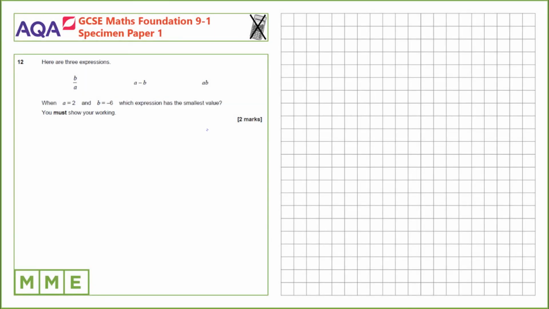Question 12. Here are 3 expressions. When a equals 2 and b equals -6, which expression has the smallest value? You must show your working. So, for b over a, we have -6 divided by 3, which is -2.